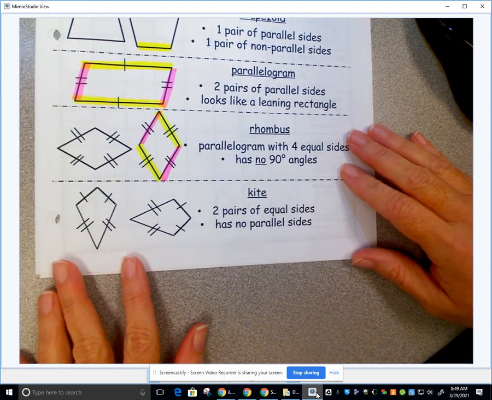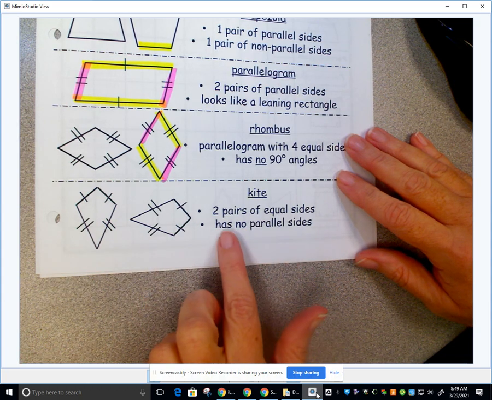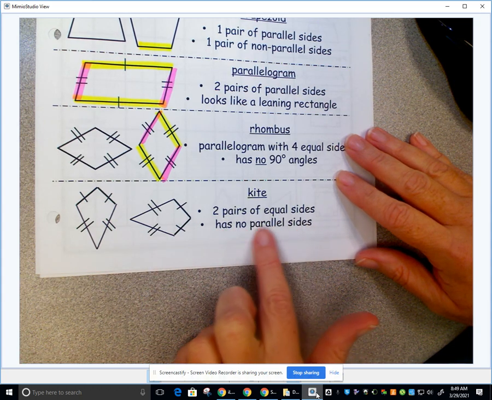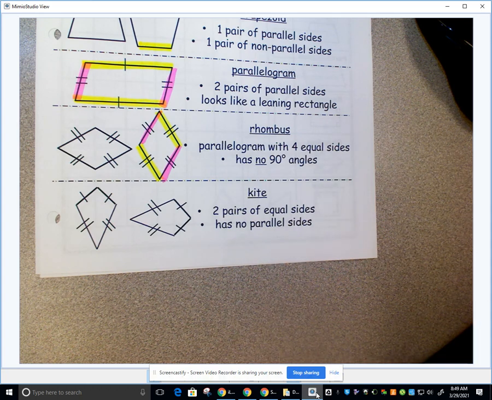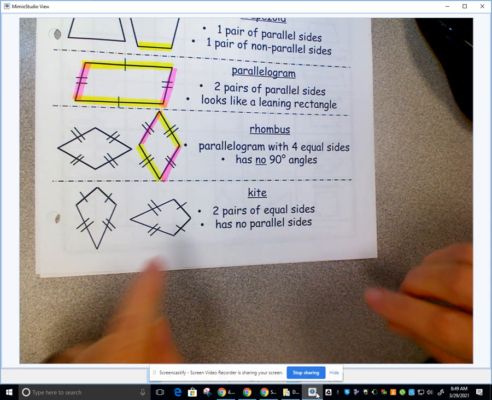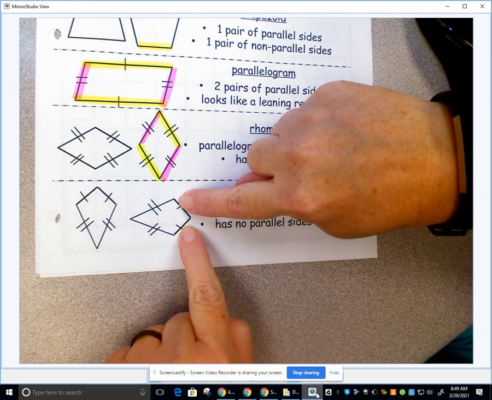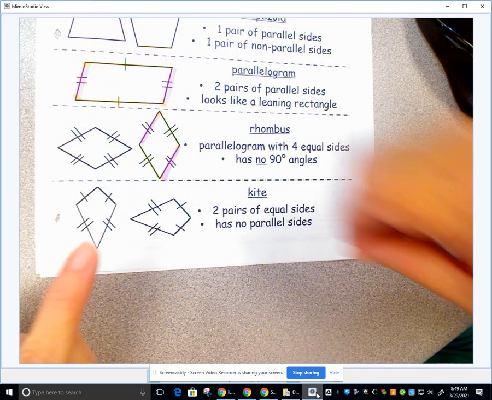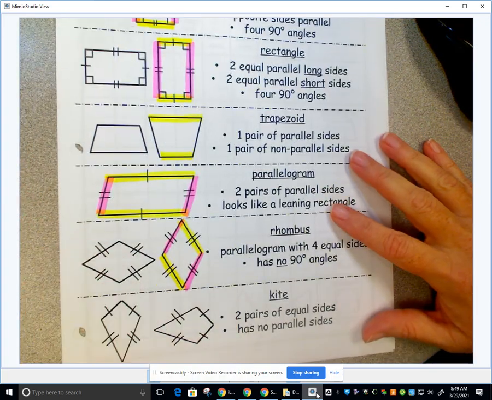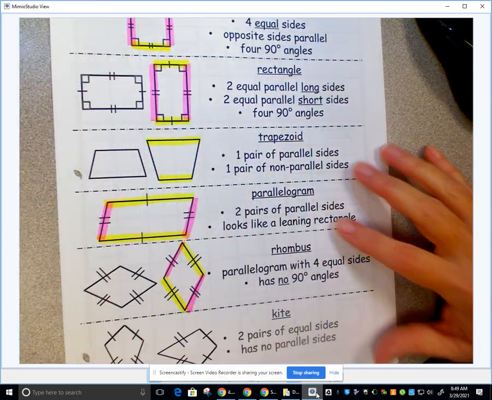And the last one is a kite. A kite has no parallel sides, none, but it does have sides with equal lengths. Like this side is equal to this side. You see the tick marks. This side is equal to that side, the tick marks. So here's your family of quadrilaterals.